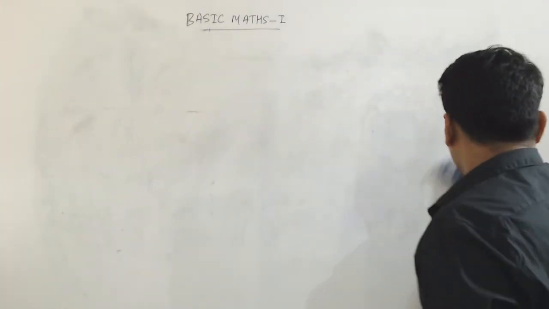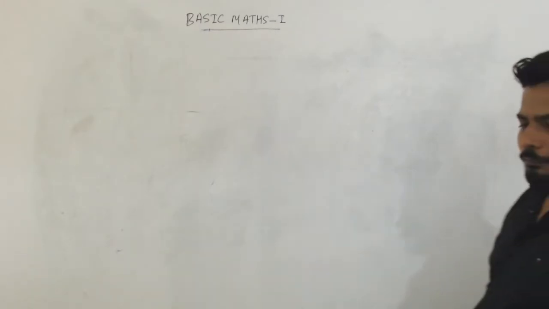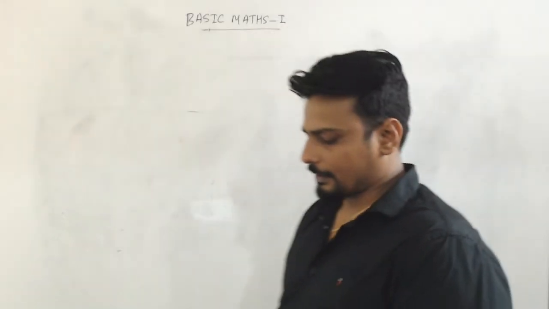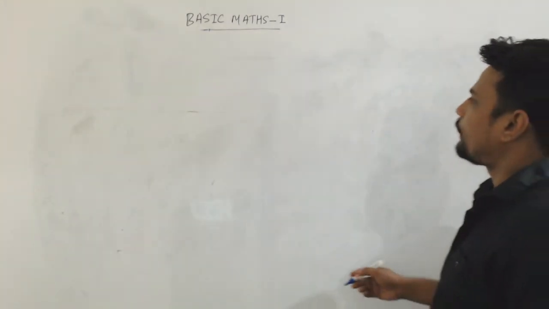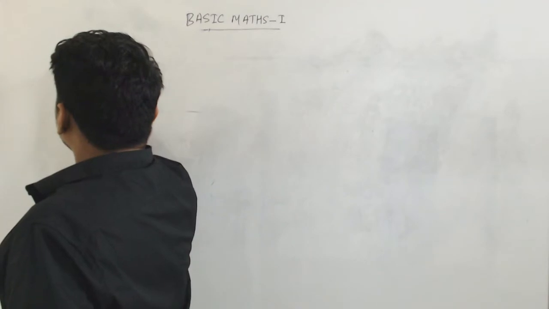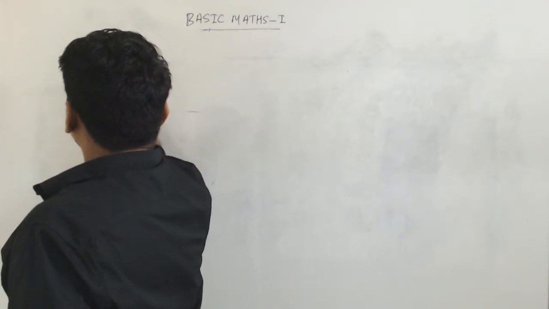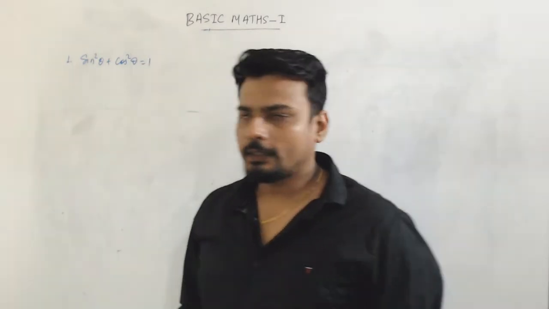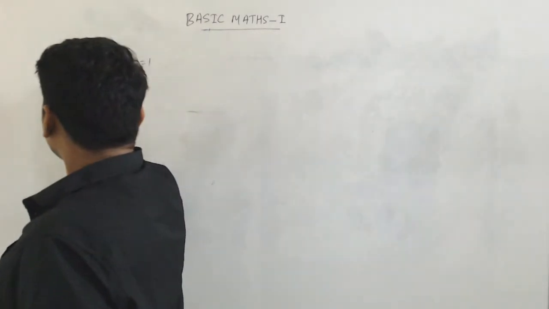Alright then, so a few standard formulae that you should be aware of. The first thing first, the relation of sine and cos: sine square theta plus cos square theta would be 1. All clear? Now let us see what next can give me 1.